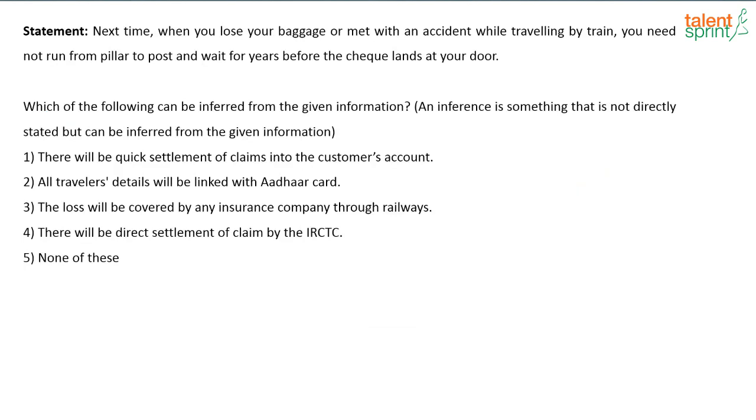Now next one. So next question is on inference. So we are moving on to critical reasoning. Now read the question. What is given here? Next time when you lose your baggage or meet with an accident while travelling by train, you need not run from pillar to post and wait for years before the check lands at your door. Which of the following can be inferred from the given information? So look at the options given and tell me what the answer can be.